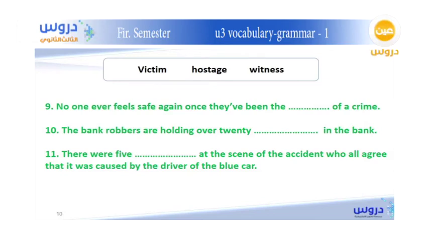We will see the answers together. Okay. Okay, what about the others? Number 10. I think 10 for Razan. Okay. Number 10 will be hostage, okay?